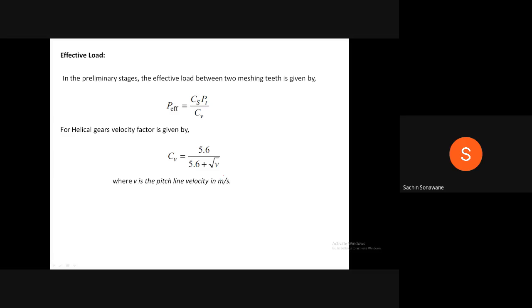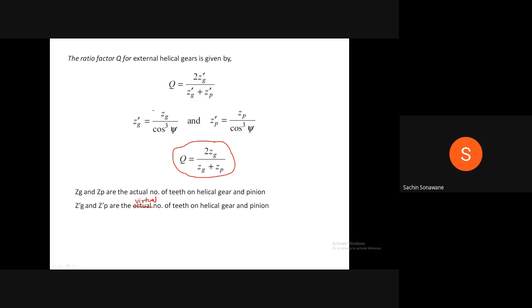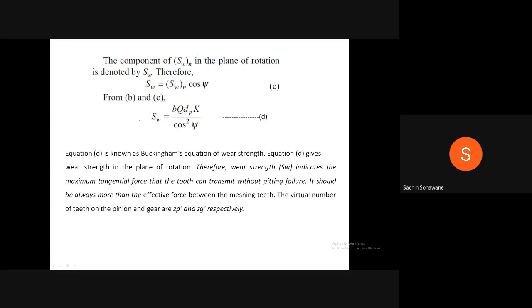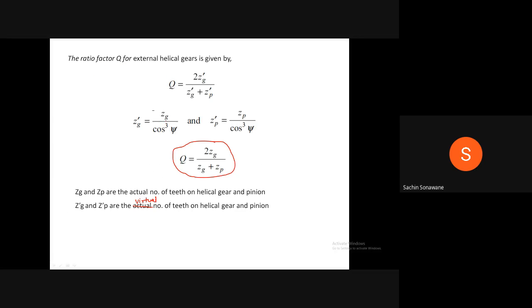Now, I think you have written this. Please write down this equation D. SW, that is wear strength of helical gears, is equal to BQ dp k upon cos square psi, where psi is the helix angle, B is the face width, and the value of Q is 2 Zg divided by Zg plus Zp. Zg and Zp are actual number of teeth on helical gear and pinion.